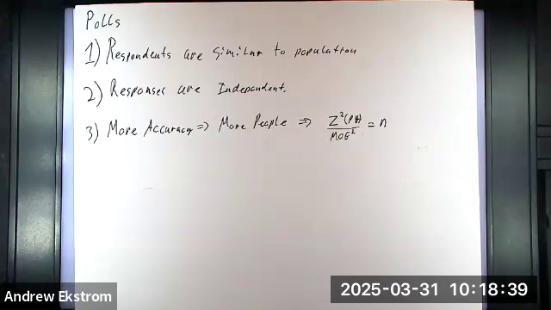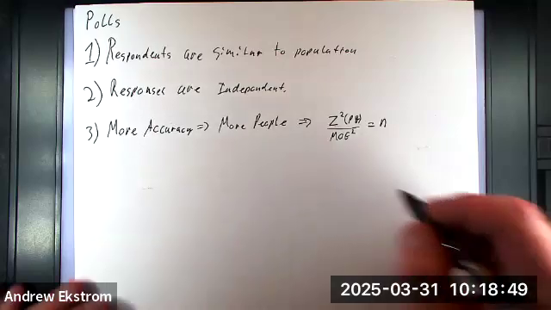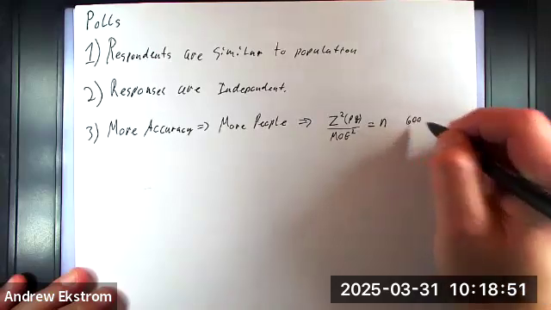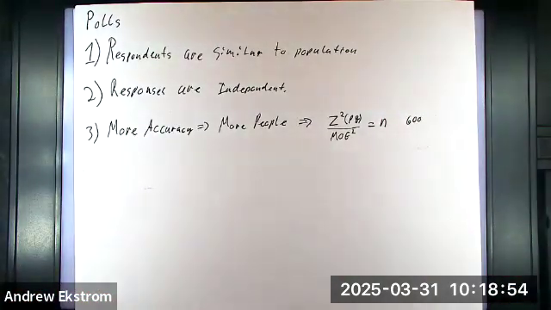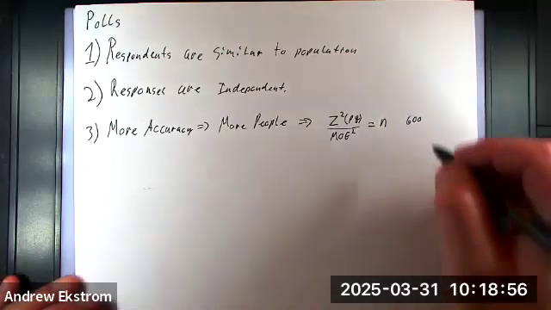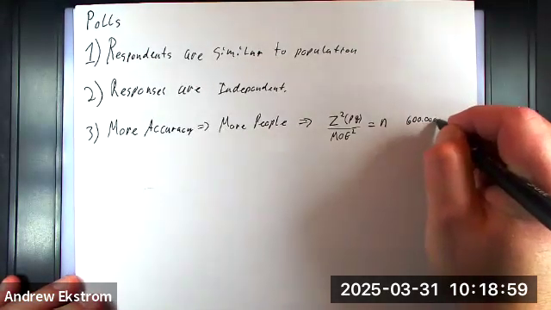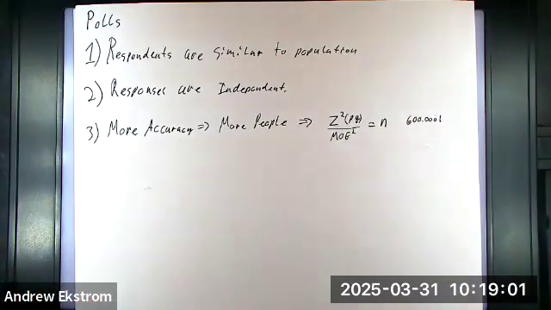And anytime you're doing a calculation for N, the number that you get there is the minimum. So if you get, say, N equals 600, you need to talk with 600 people. If you get 600.0001, you need to round that up, because 600.0001 would be the minimum. If you only talk with 600, you have less than the minimum; you need that one extra person.